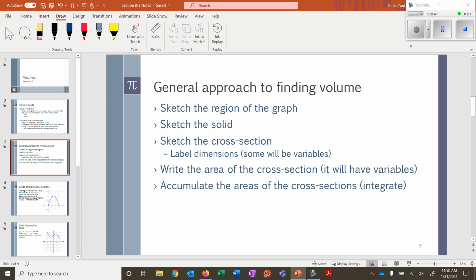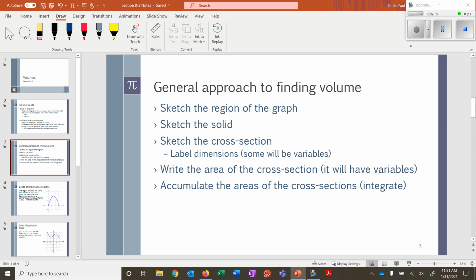In terms of how we're going to approach this, general approach to finding volume, I recommend following these general steps. One, sketch the region of the graph. It's always easier with a picture. Then attempt to sketch the solid. Please realize this is not art, so you're not being graded for artistic ability here, but it's more of if you can picture the solid, it helps you understand what the cross-section will look like.